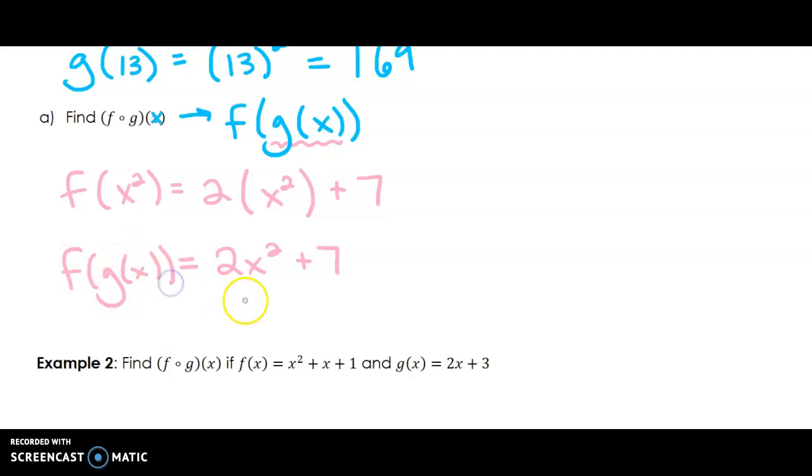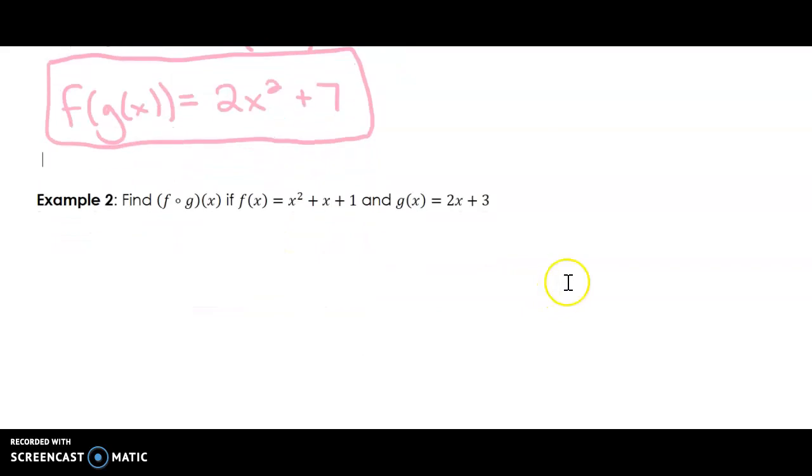And again, like I mentioned, we see that our final answer involves an x variable in it. Let's go ahead and try one more example. This one's a little bit trickier. And so we are doing f of g of x.